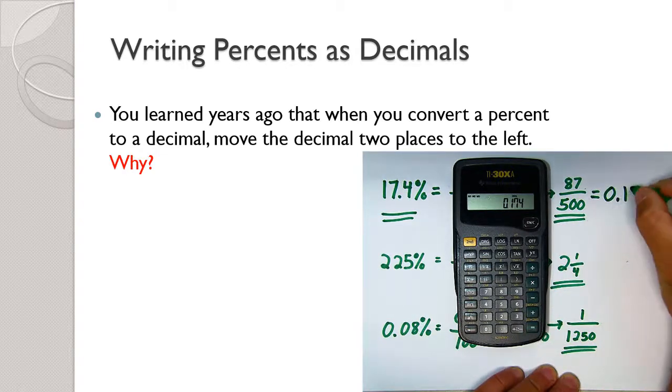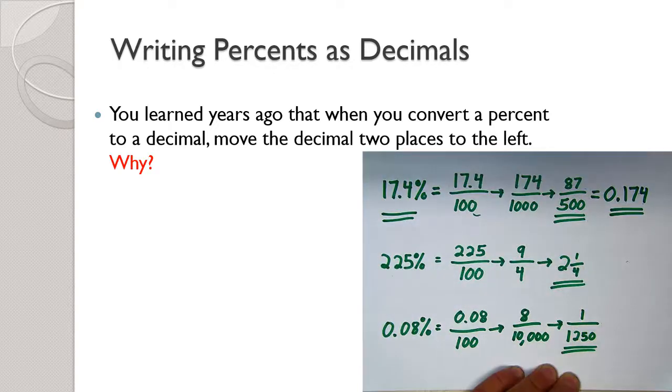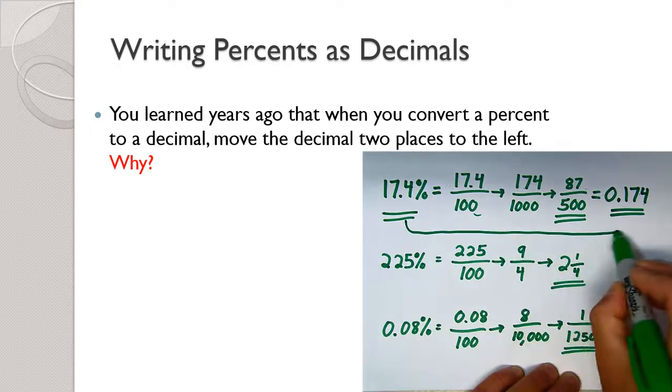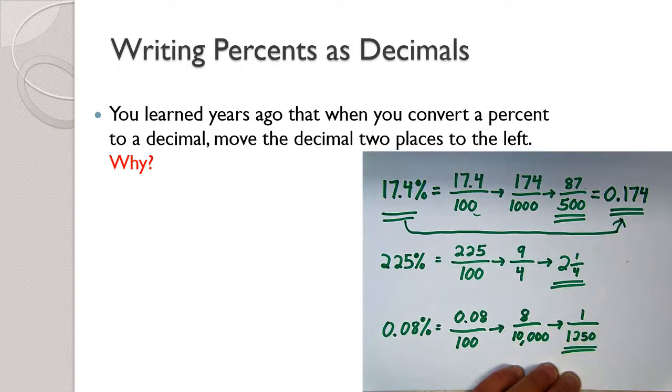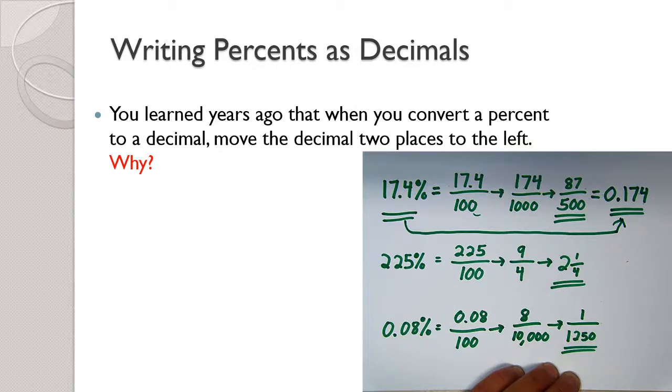So that's our fractional form of the percent turned into a decimal. Now look at what we've got. We have 17.4%, and we just showed that that is equivalent to 0.174. We could have got that by just taking our original percentage and moving the decimal 2 spots to the left.